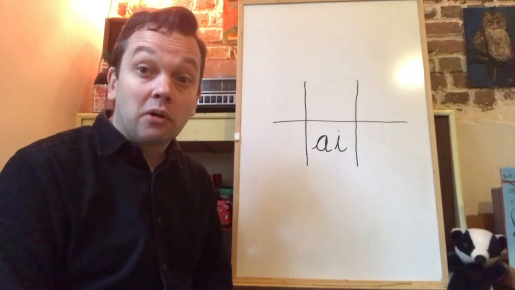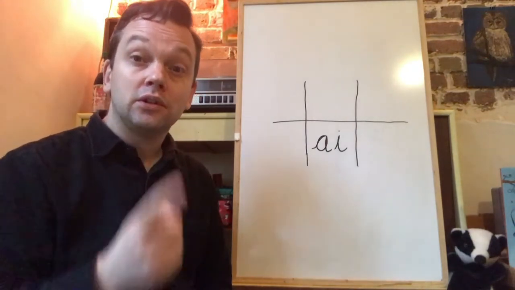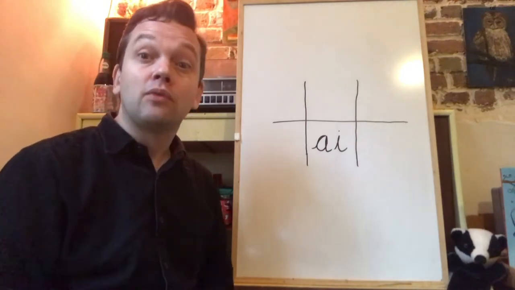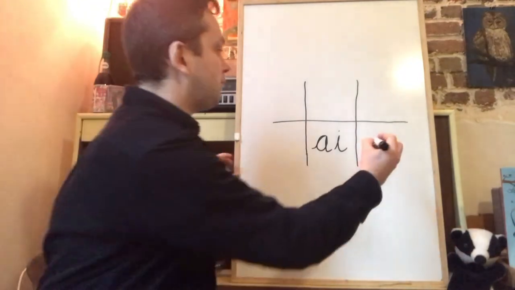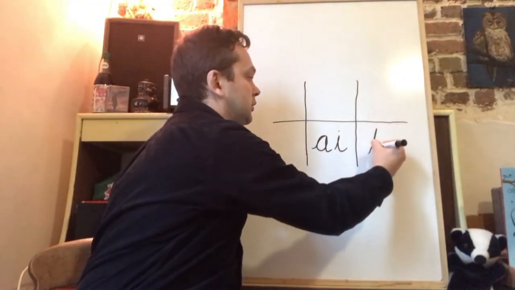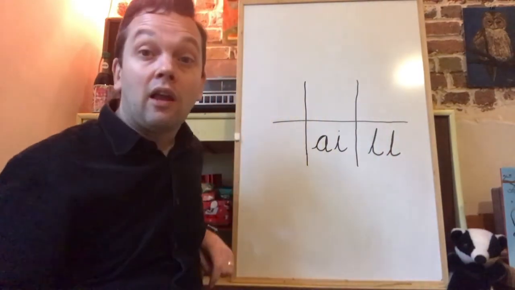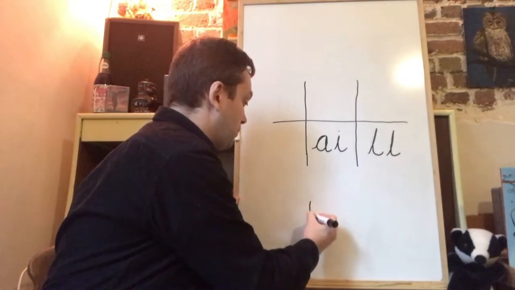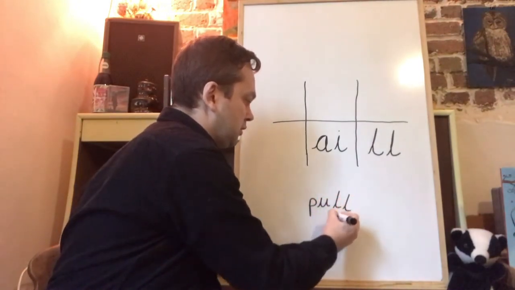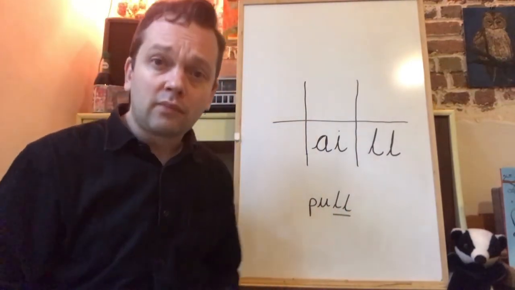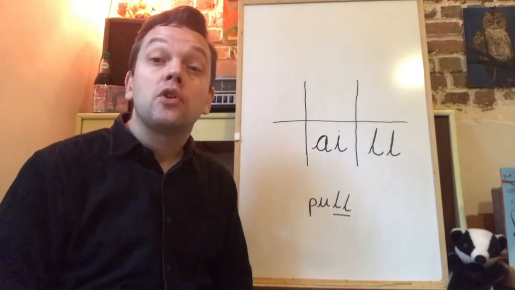Okay, now the next thing I'd like you to write is ool. But I would like you to write it with two letter L's. Two letter L's. One. Two. Like in the word pull. Very good.